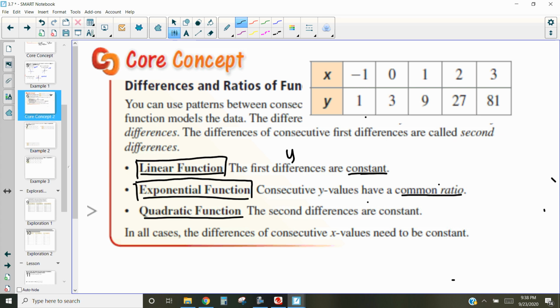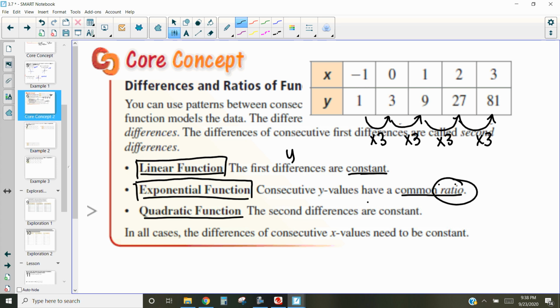So right here, how do I get from 1 to 3? Well, 1 to 3 is times 3. And how do I get from 3 to 9? Well, I multiply it by 3. And from 9 to 27? I multiply it by 3. 27 to 81 is multiplied by 3. Notice how each of these has this common ratio of being multiplied by 3. Because this one has a common ratio of being multiplied by 3, it's an exponential function.